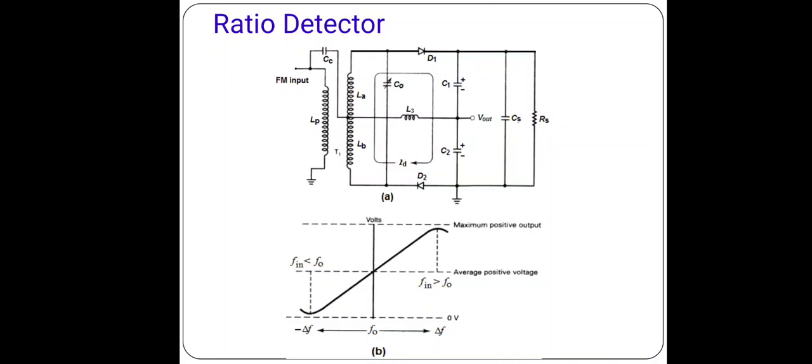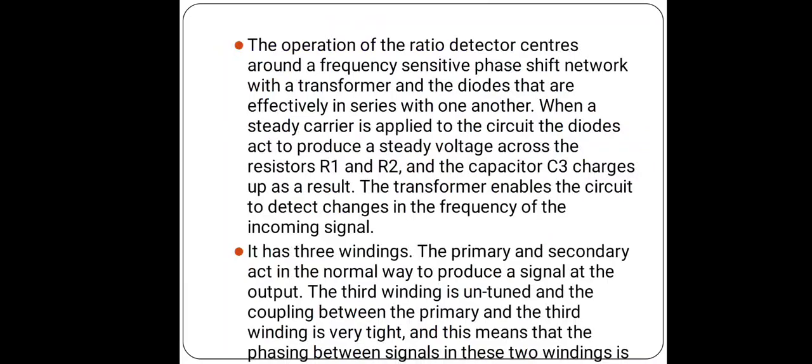The output waveform is similar to the phase discriminator as well as the balanced slope detector. If the input frequency is less than the oscillator frequency, then we will get a negative output voltage. If the input frequency is greater than the oscillator frequency, we will get a positive output voltage. If both are equal, the output is 0. The operation of the ratio detector centers around a frequency sensitive phase network with a transformer and the diodes that are effectively in series with one another.